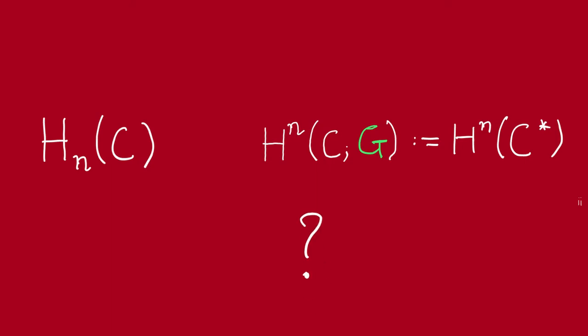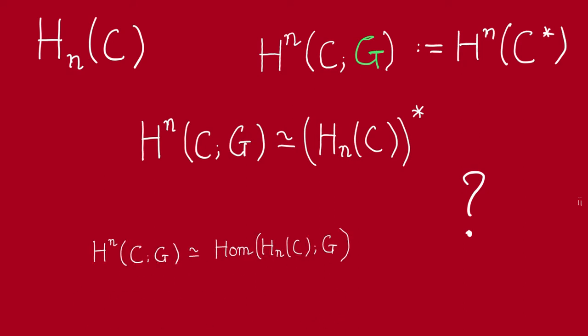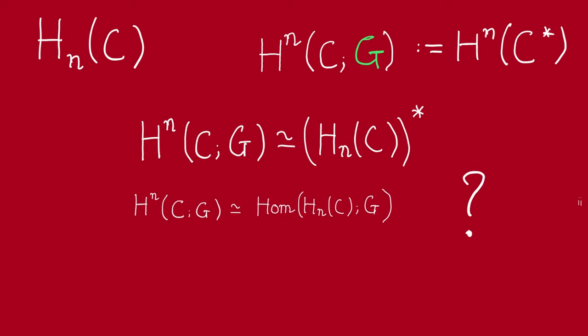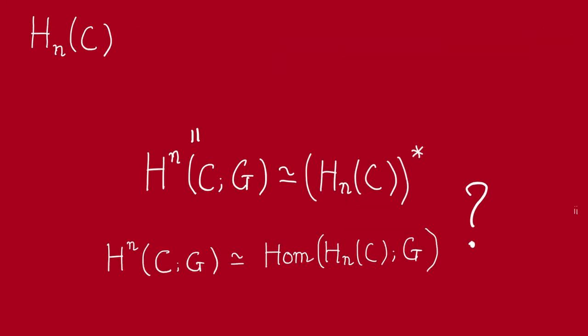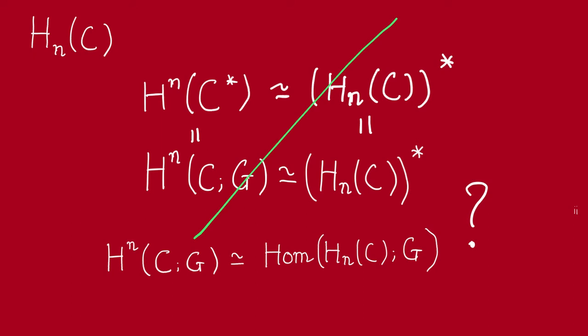A natural question then arises. What is the relationship between this homology group and this cohomology group? Our first guess is probably, maybe they're dual. That is, maybe this cohomology group is just going to be isomorphic to the group of homomorphisms from this homology group to G. If that were true, that would be so elegant. We could just say the cohomology groups of the dual chain complex are going to be isomorphic to the dual of the homology groups of the chain complex. But unfortunately, not all dreams come true, and this turns out not to be true in general.